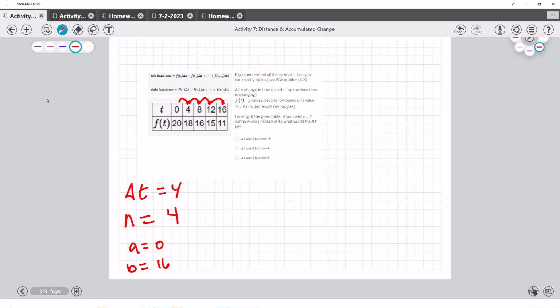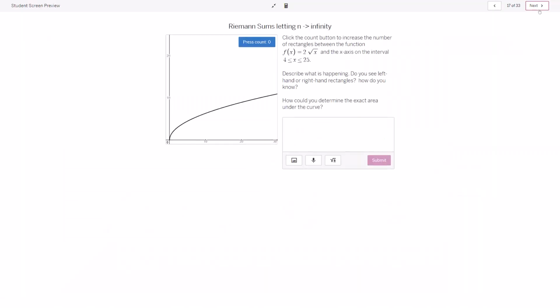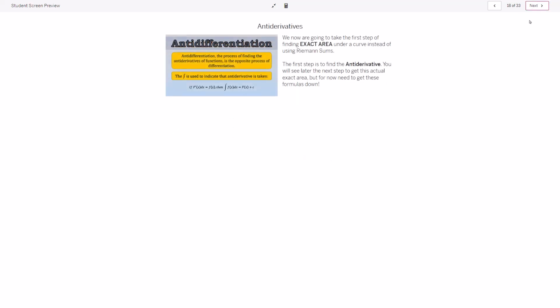Okay, so it says, looking at the table, if you used n equals 2. Well, how do I do that? It's telling you you want 2 subintervals, meaning 1, 2. I hide these values. You're not going to use them. So now my change in t looks like it was 4, but it's now 8, because I'm jumping by 0 to 8 and then 8 to 16. All right, what else we got there? Oh, this is just getting you to see the more rectangles you add, definitely the better it is.